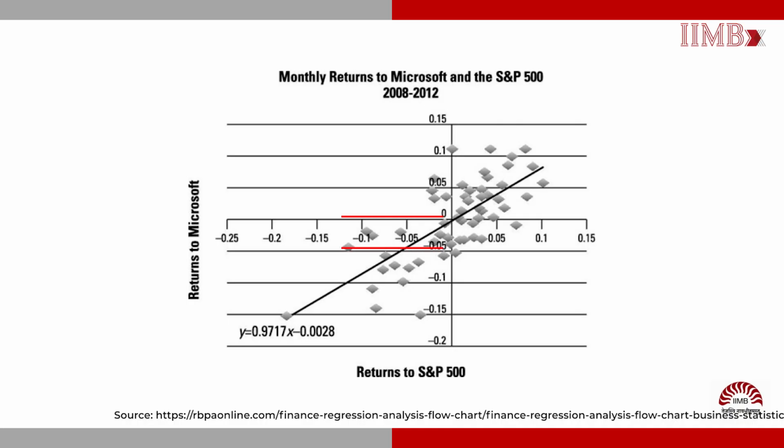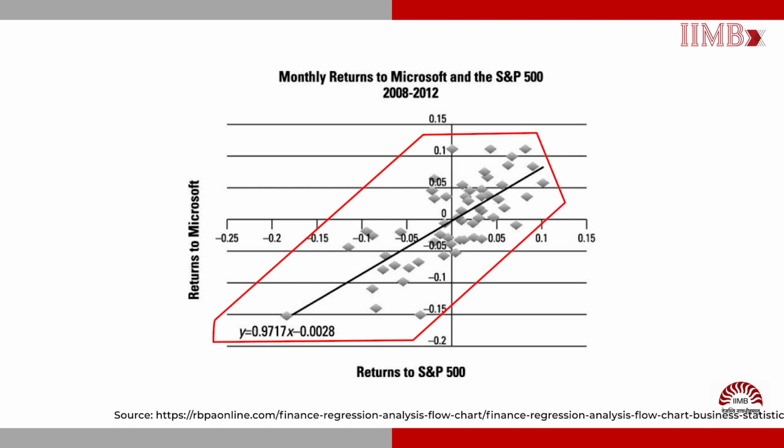A graphical way to represent this is shown on your screen now. The x-axis in the graph denotes the return on the market portfolio, that is the stock market index, and the y-axis denotes Ri, which is the return on that particular stock.